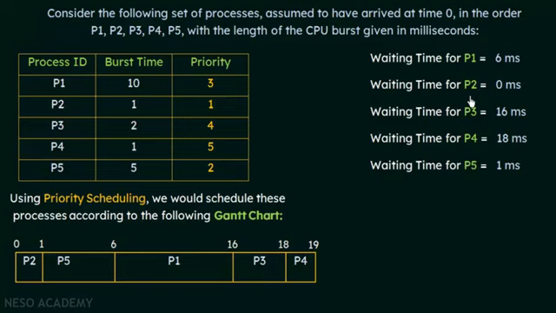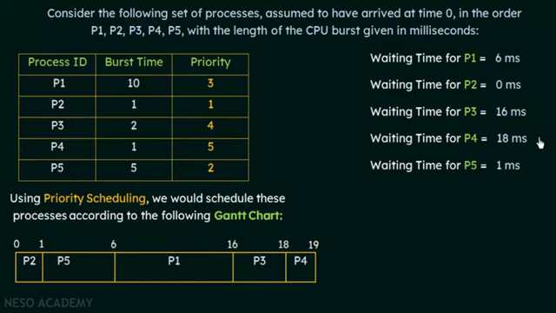So what is the waiting time for P2 next? P2 was the first one to get the CPU, so the waiting time of P2 is 0 milliseconds. And for P3, what is the waiting time? P3 got the CPU at the 16th millisecond, so the waiting time of P3 is 16 milliseconds. And for P4, it is 18 milliseconds similarly. And for P5, what is the waiting time? We see that P5 got it at the first millisecond. So the waiting time for P5 is 1 millisecond.